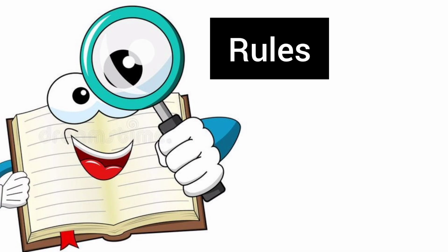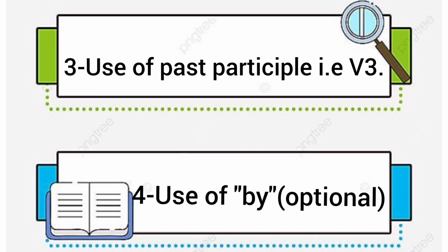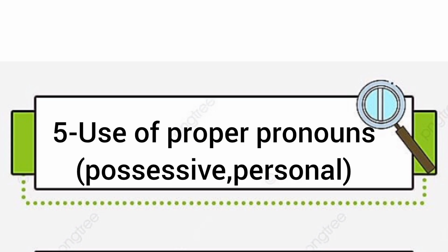Let me revise all the rules. The very first one is replacement of subject and object. Rule number 2 is use of proper helping verb or be verbs according to the tense. Rule number 3 is use of past participle, that is third form of verb. Then further, fourth rule is use of preposition by, that is optional. And finally, the fifth rule is use of possessive or personal pronouns for the given pronouns as a subject, or the nouns will be written as it is.